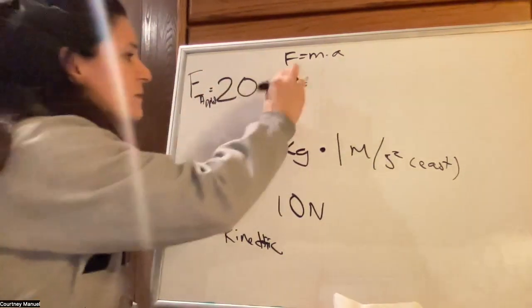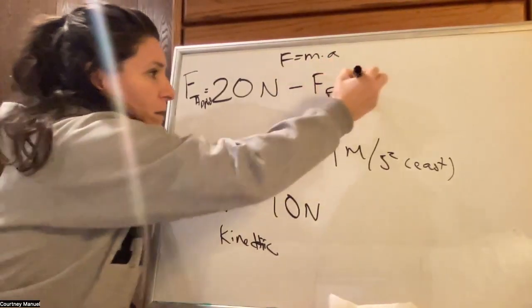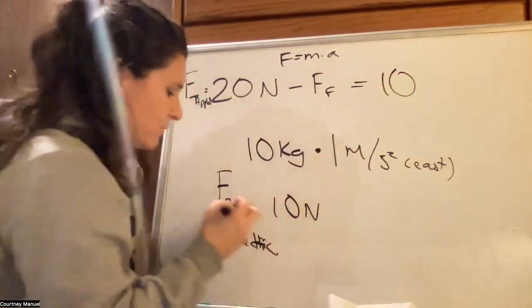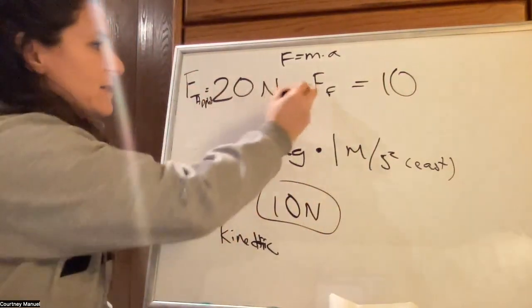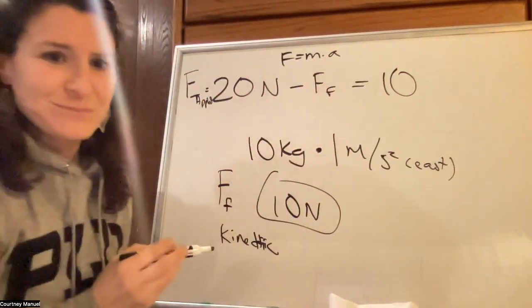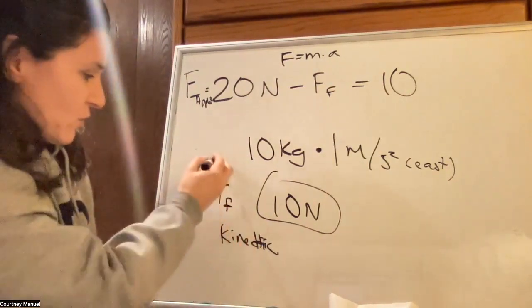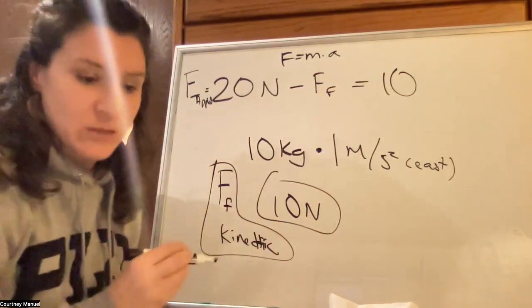The applied force, subtract the friction force, is going to be equal to what we have here, which is 10. This is actually your total force. So it's 20, subtract something is 10. You can probably see that one, right? 20 give away 10 is going to be 10. So this kinetic friction force is also going to be 10 newtons.